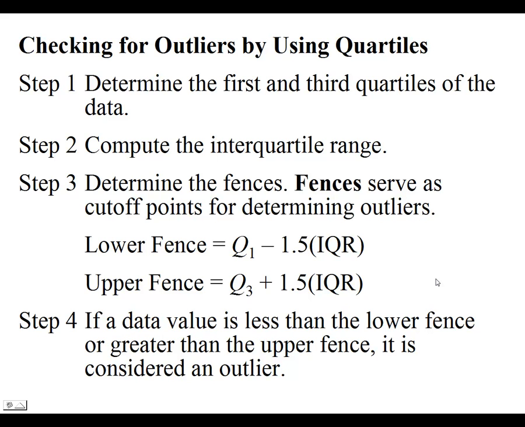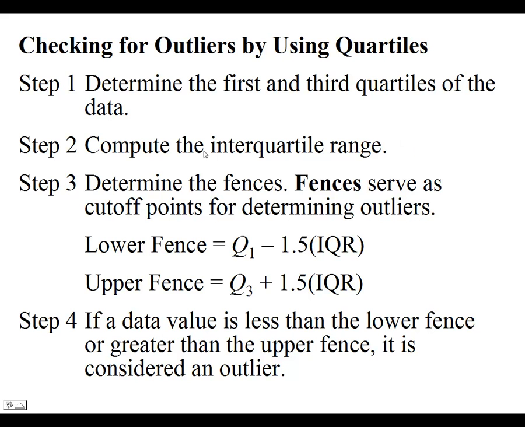Now, we use the interquartile range to determine if there are outliers in a data set. An outlier is something that is far away from the rest of the data. So if you have a whole bunch of data points in the range of, say, 10 to 20, and then you've got a data point that is over 100, chances are that data point is an outlier. It doesn't fit with the rest of the data.